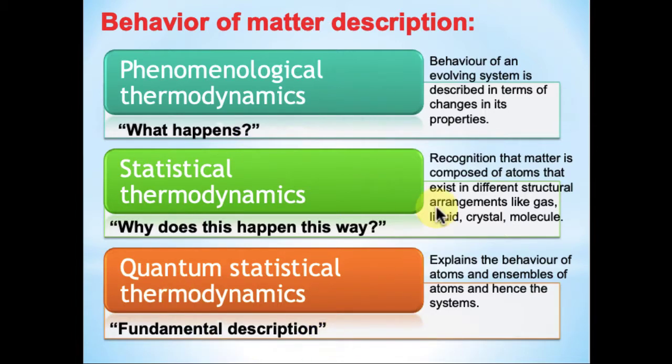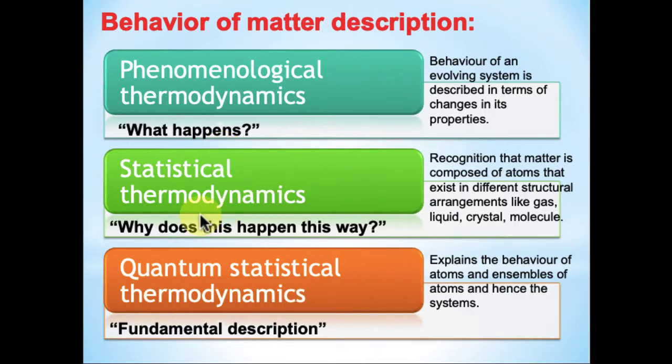Among these three, phenomenological thermodynamics has been the most widely used level of description in the practical application of thermodynamics. The question, what happens, can be answered at the phenomenological level for very complicated practical systems. A description of this level of detail is sufficient for many, if not most, practical applications.